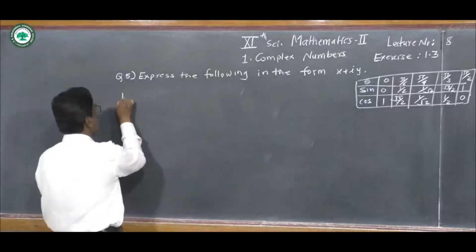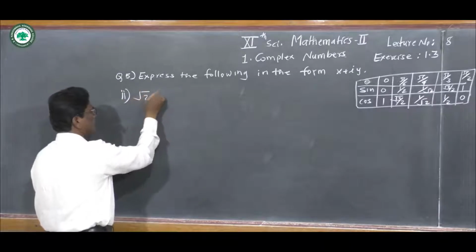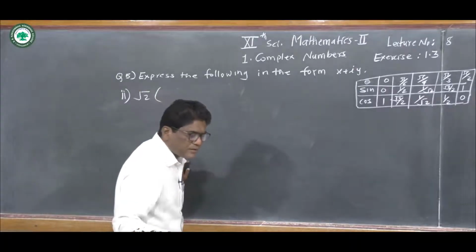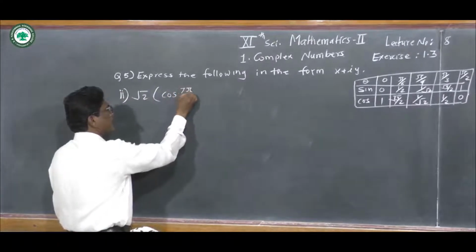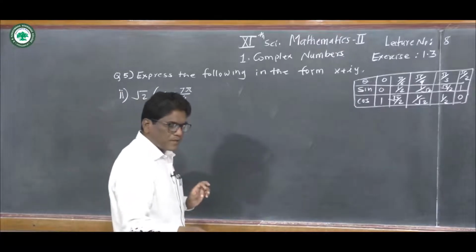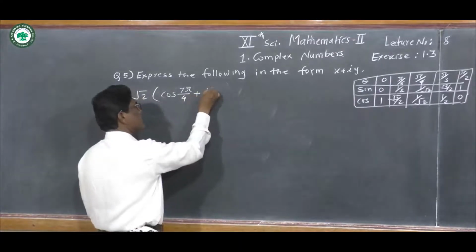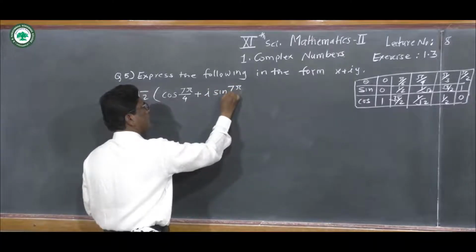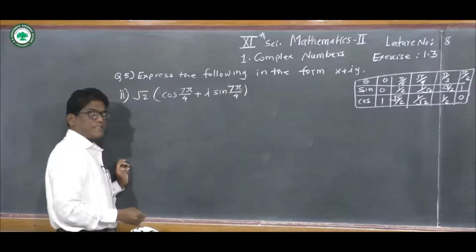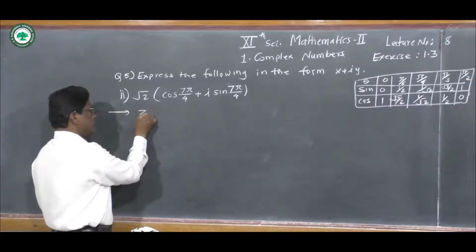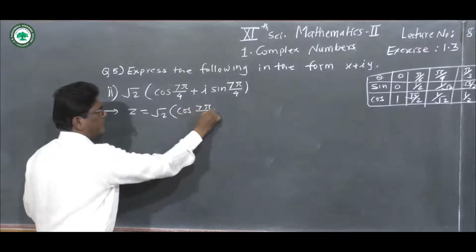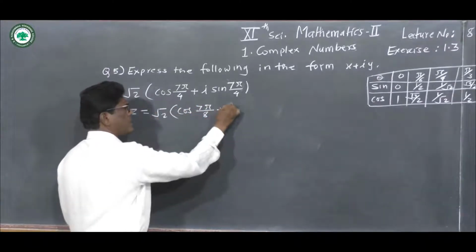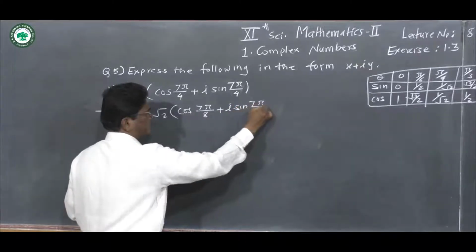Now the second problem: root 2 in the bracket cos of 7 pi by 4 plus i sin 7 pi by 4. Firstly, call this z. So z is equal to root 2 in the bracket cos of 7 pi by 4 plus i sin of 7 pi by 4.